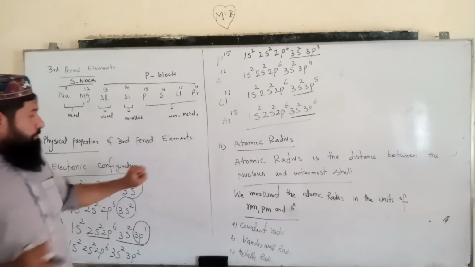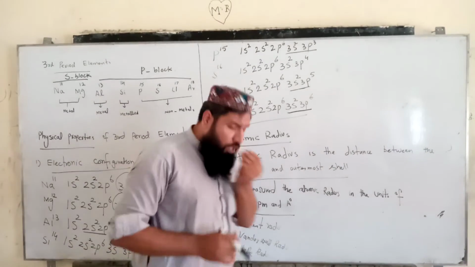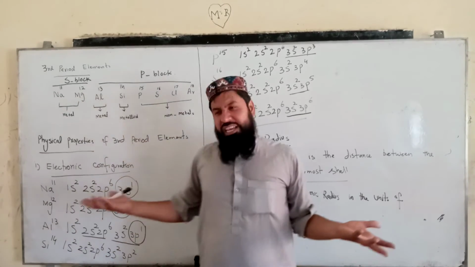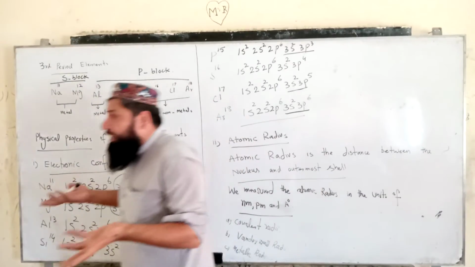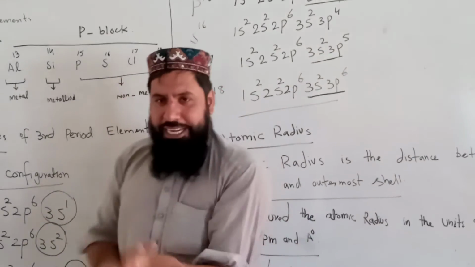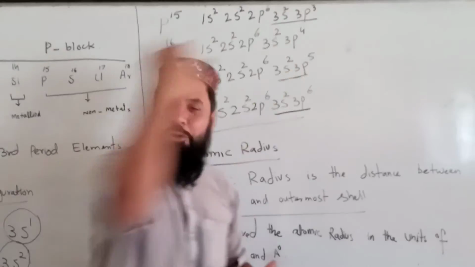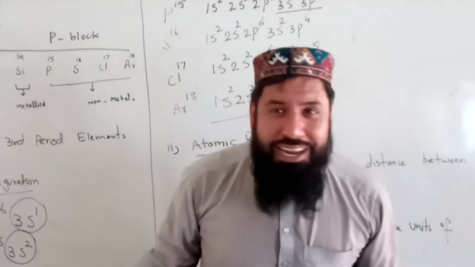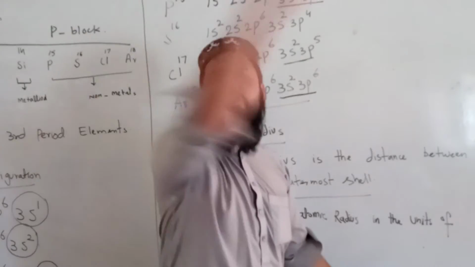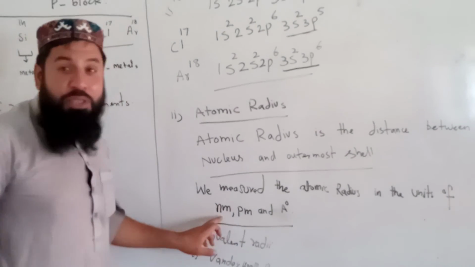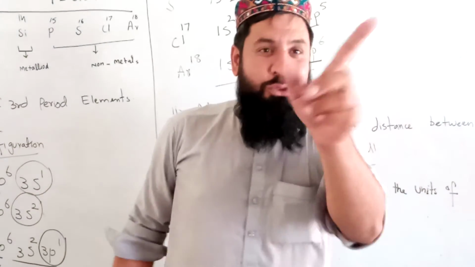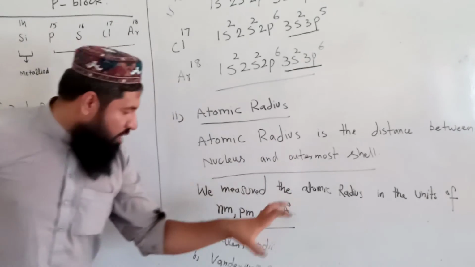Now we are discussing atomic radius. What is atomic radius, dear? The radius of an atom is known as atomic radius. What is the radius of an atom? The radius of an atom means the distance between the nucleus of an atom and its outermost shell. I have told you, we measure the atomic radius in the units of nanometer, nm, picometer, pm, and angstrom.